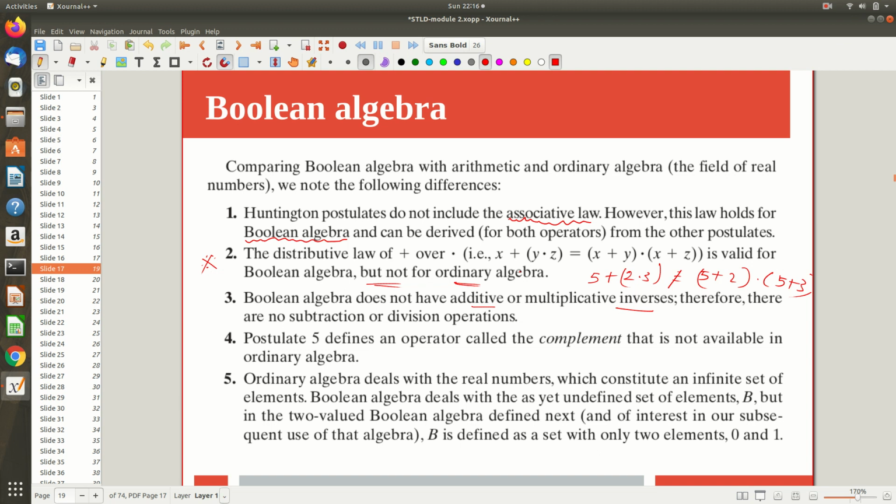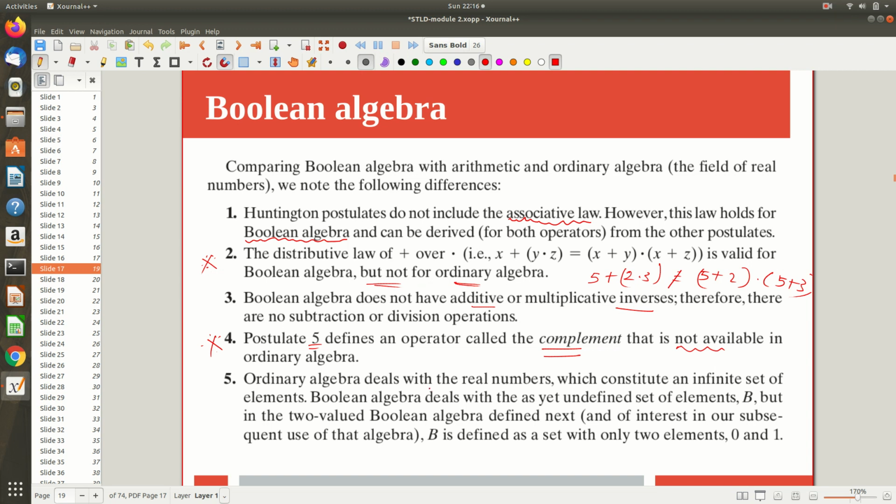Similarly, subtraction, a minus b, is nothing but a plus minus of b, something like that. So basically we try to implement subtraction using addition and division using multiplication, and in that case, as the additive as well as multiplicative inverses are absent, you can't do such operations in Boolean algebra. Now postulate 5, which is talking about the complement, you can cross check. You can see that this is something that is not available in ordinary algebra, and this is something new to Boolean algebra, the complement operation.